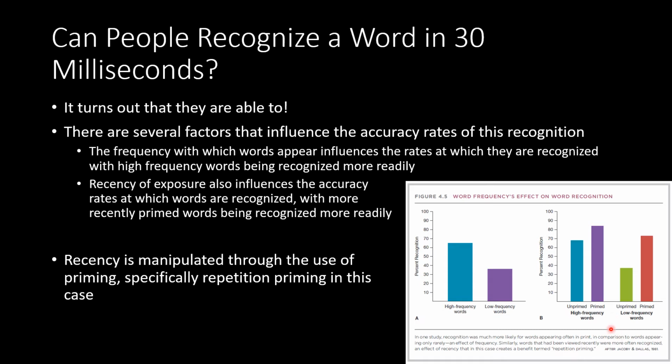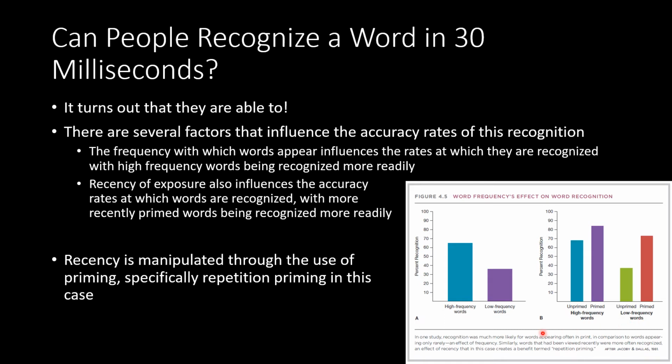Here you can see that when high frequency words are primed, our recognition rates of them increases, where it goes almost to 80%, where now we have a bump from about 65% all the way up to about 80. So a 15% increase in our rate of recognition. We see an even greater increase in recognition rates for low frequency words when they are primed recently, where we go from about 35% recognition all the way up to about 70-75%, which is a pretty huge jump. That is almost an increase by double in the rate of recognition, which is pretty cool.